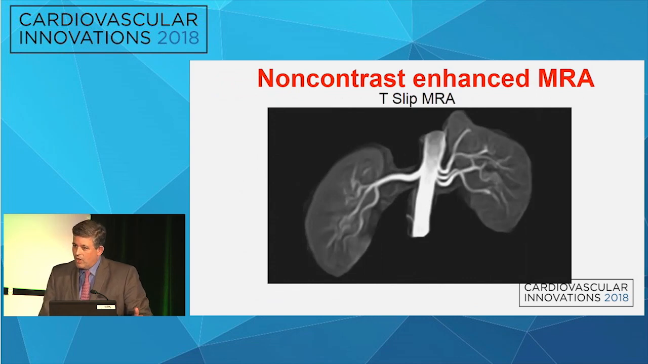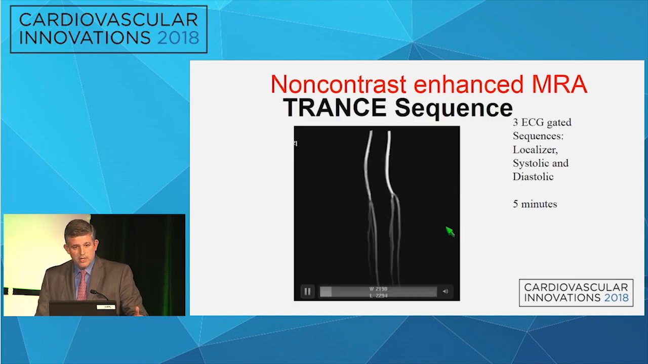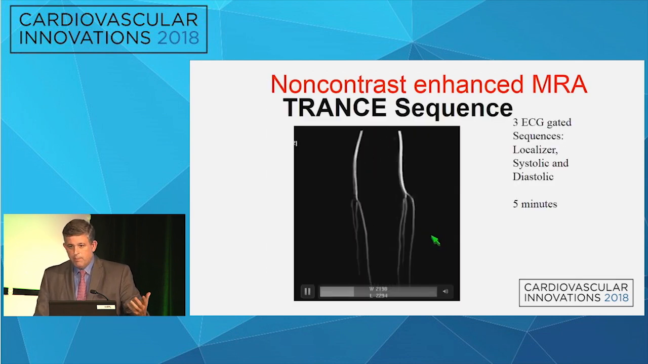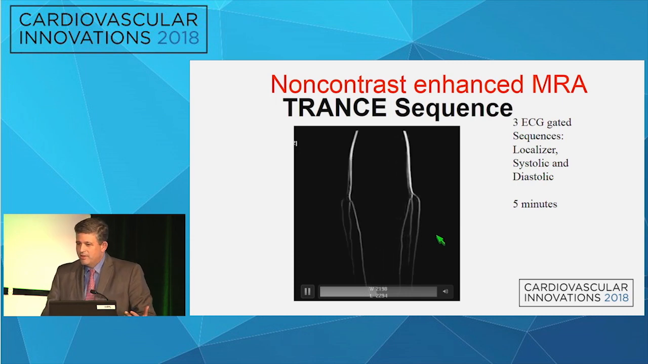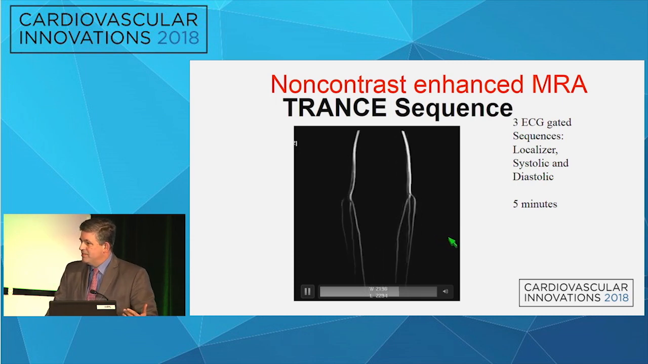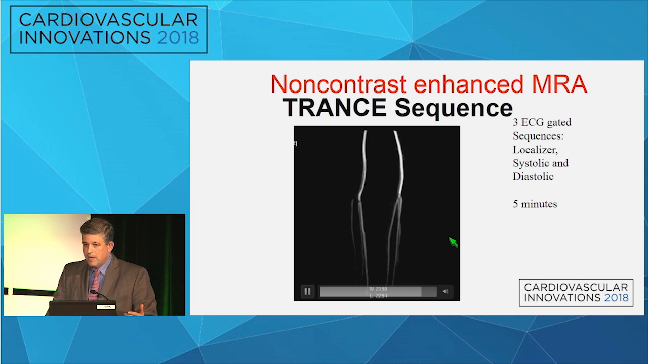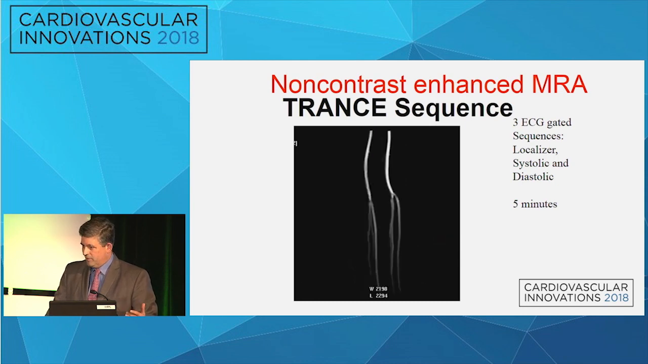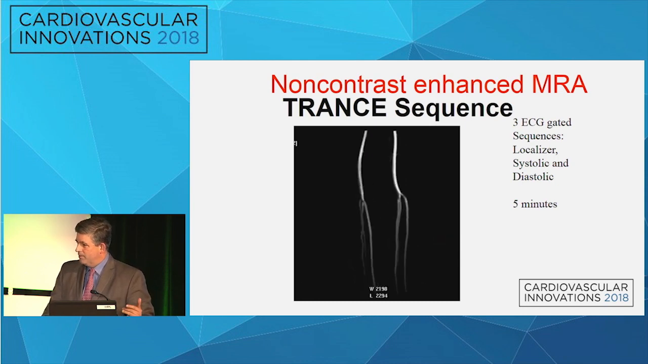What's coming down the pike is non-contrast sequences. So you can see here non-contrast evaluation of the renal arteries, non-contrast evaluation of the infrapopliteal segments. These are great imaging studies. This is where we need to go because of the issues with gadolinium. However, they look great in normal patients. They just are not there yet when it comes to patients with disease.